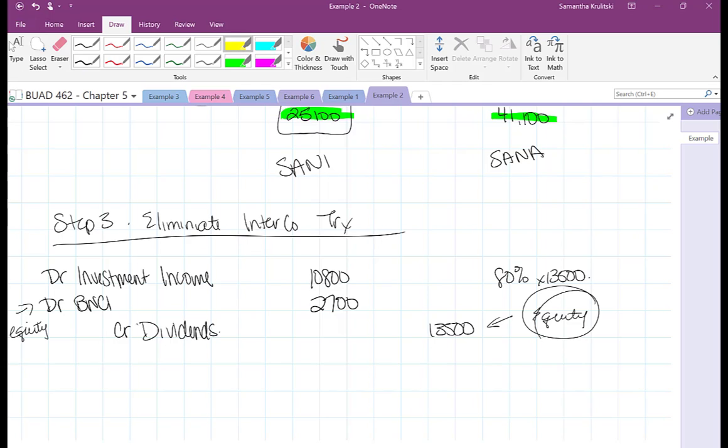So what color do we need to highlight all these so we know where to put them when we're consolidating in step 7? Our investment income is an income statement item, so we're going to highlight this one in yellow. BNCI, we know, is a balance sheet account, so we're going to highlight this one in blue so we know it hits the balance sheet. And dividends, we know, are on the statement of retained earnings, so we're going to color this one in pink. And in this example, this is the only intercompany transaction, so this is the only one we need to capture.